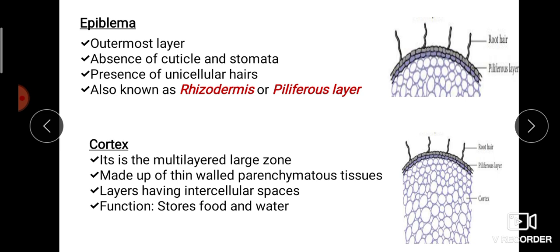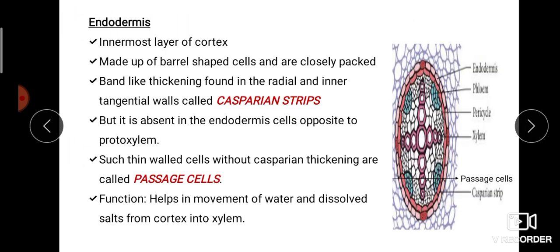So cortex is inner to epiblema. Cortex is thin-walled parenchymatous tissue having intercellular spaces. And the function of cortex is that it stores food and water. So the first layer is epiblema, inner to it is cortex. Then next is endodermis. So inner to the cortex is called endodermis.